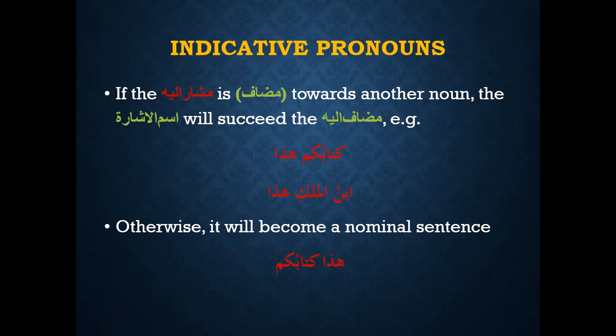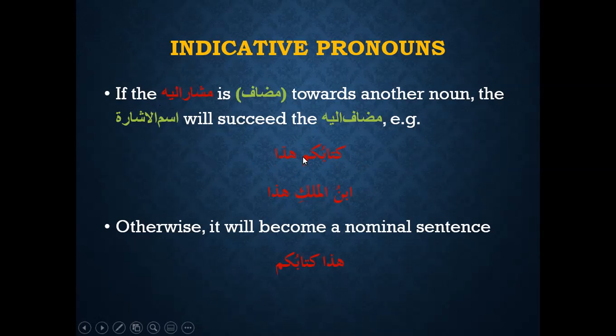You have to then say something after it to make it a complete sentence. So this is a murakkab ishari. Kitabukum hada is murakkab ishari. Ism ishara and mudaf ilayh together become musharun ilay. So this is murakkab ishari.